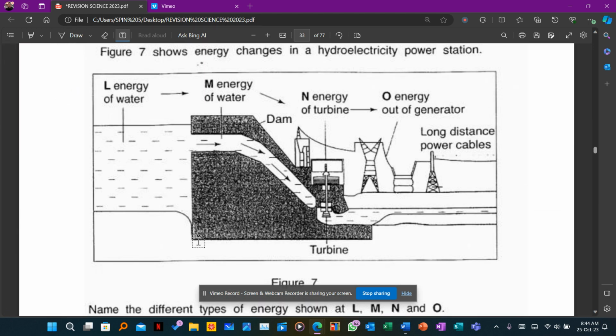Next one. So here's a common diagram, one of the common exam diagram where it shows hydroelectric power station.